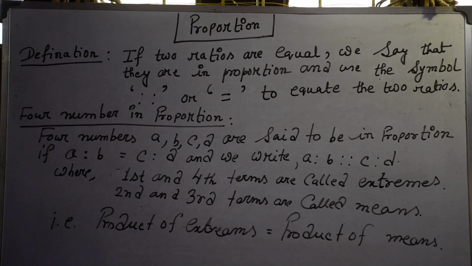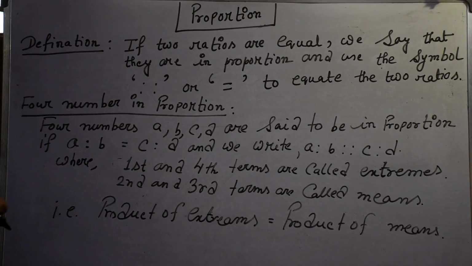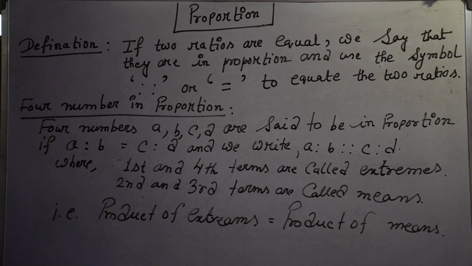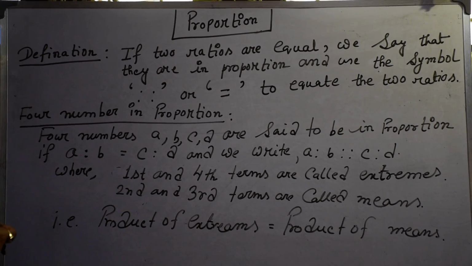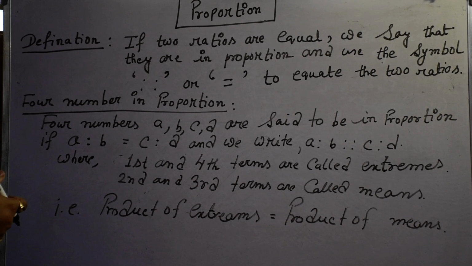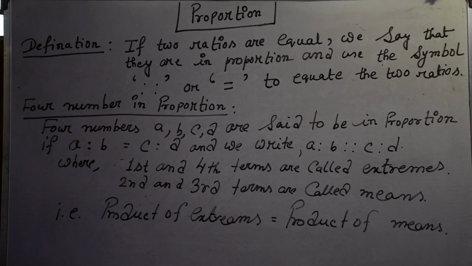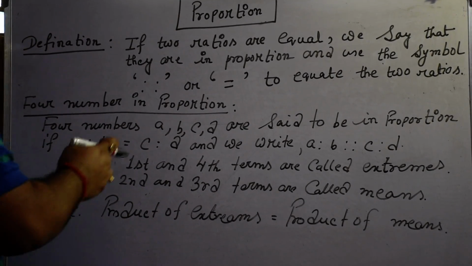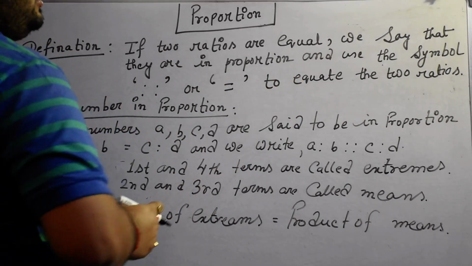The second part of ratio, proportion and unitary method, that is proportion. First, you have to understand the definition of proportion. The definition of proportion is, if two ratios are equal, we say that they are in proportion and use the symbol ::, or equal to, which equates the two ratios.